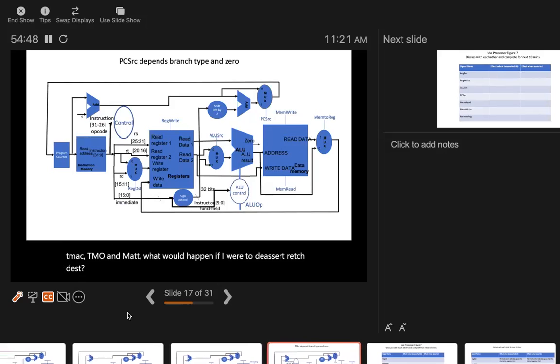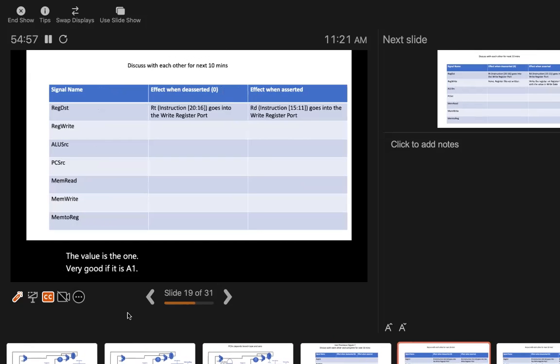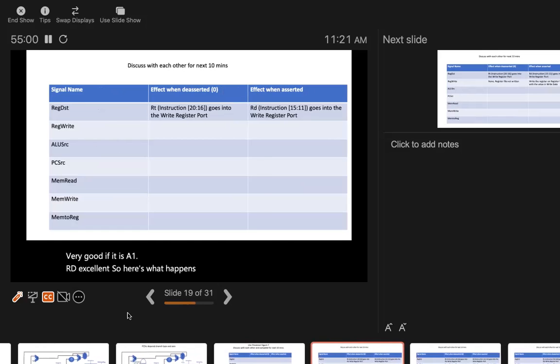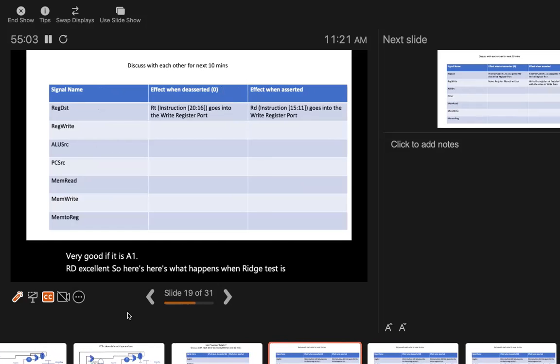If it means 0, then the RT value is the one used. Very good. If it is a 1, RD. Excellent. So here's what happens when reg dest is deasserted. RT, which is instruction bits 20 down to 16, goes into the write register port. Most likely it's an instruction like load, or rather load to be more precise. And when it is asserted, which means it's most likely an R-type instruction, RD goes into the write register port. So that needs to be written.